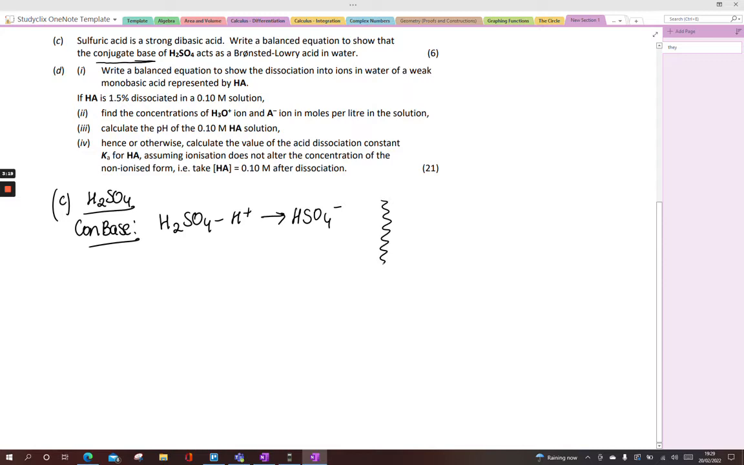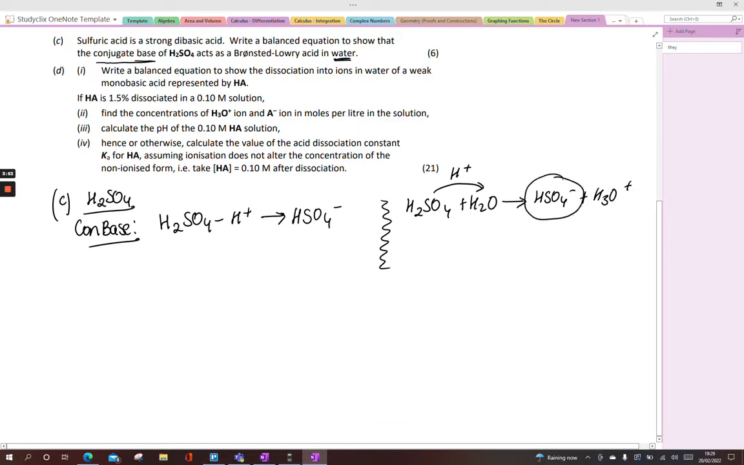Another way you could have got that is taking your sulfuric acid. We're looking at it dissociating in water. It's a strong acid, so it's a good proton donor. So it's giving away my H plus. So what are we going to be left with on the right hand side? HSO4 minus, as we had there from the other method, and H3O plus, our hydronium ions. So that's the first thing. We've now got our conjugate base, which is HSO4 minus.